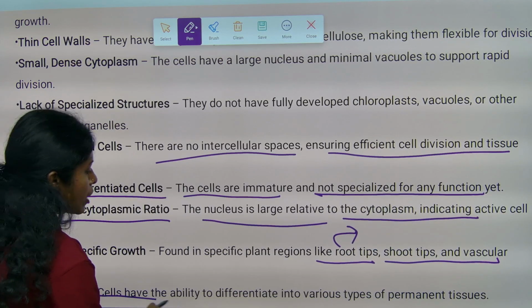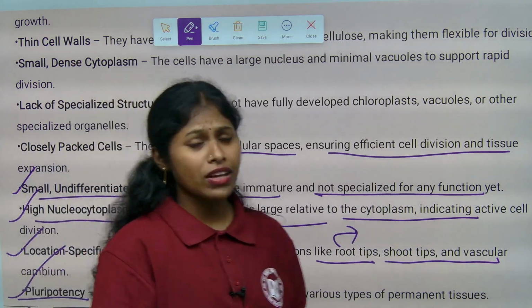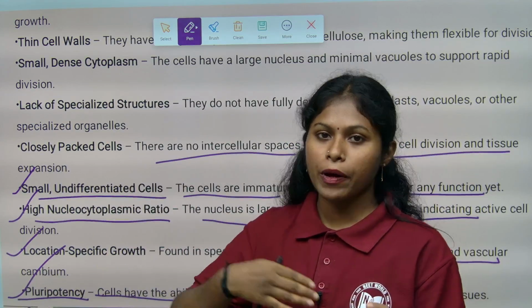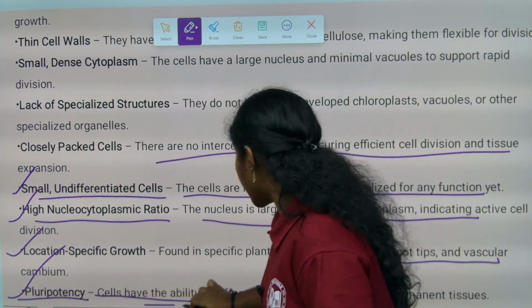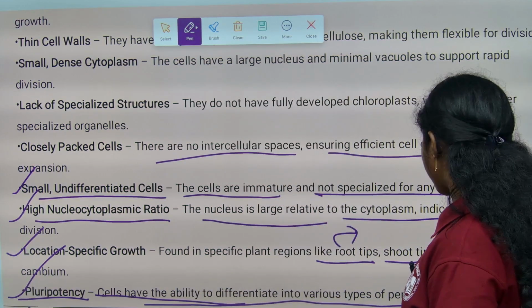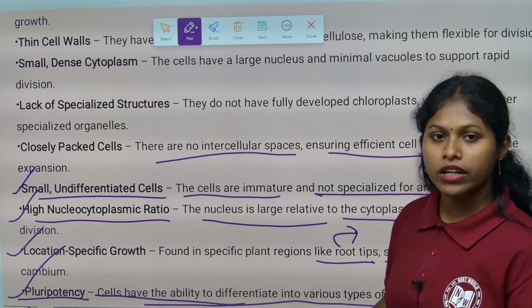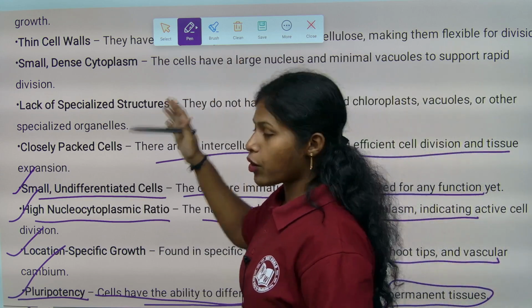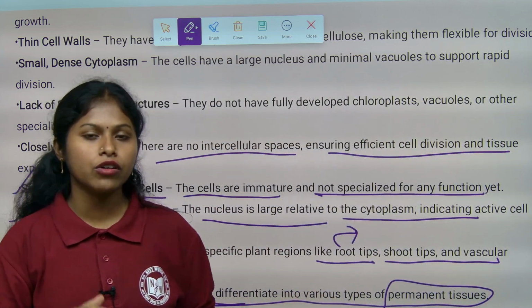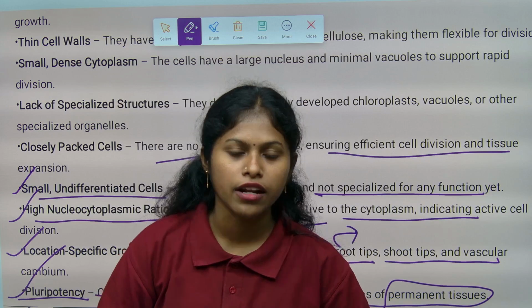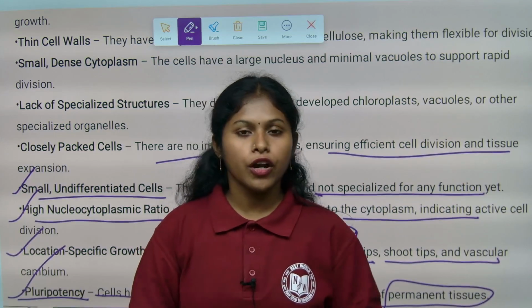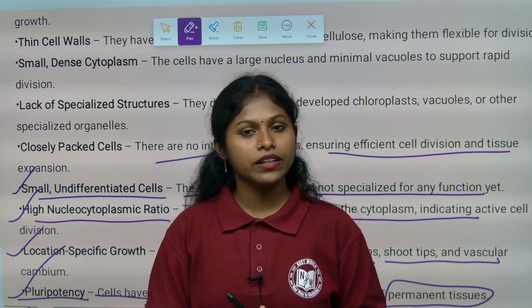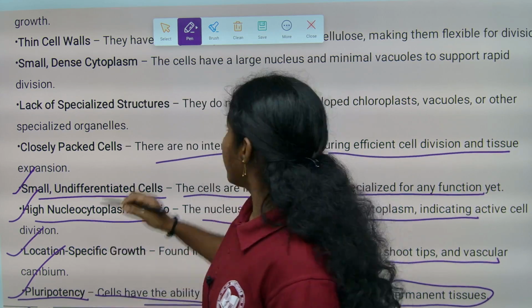When the cells have the ability to differentiate, when they are differentiated, they form the permanent tissue, which means the cells are able to differentiate into various types of permanent tissue. This meristematic tissue only leads to the formation of permanent tissue, right? So this is the detail about the meristematic tissue, children. I hope you are all clear about this. Don't worry, please watch the class again, then you will get to know it very clearly, right?